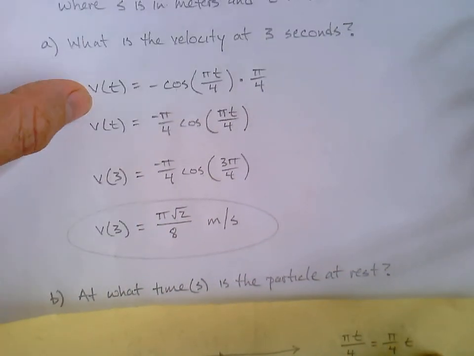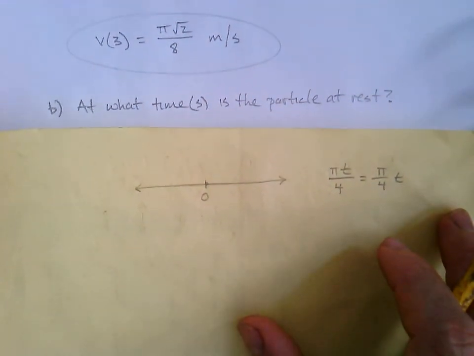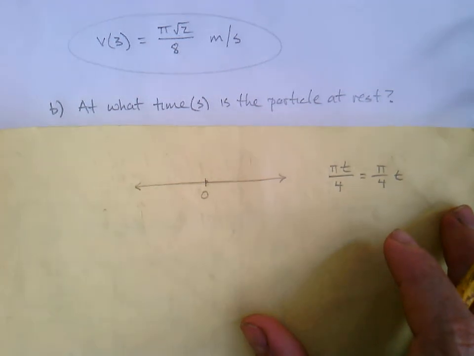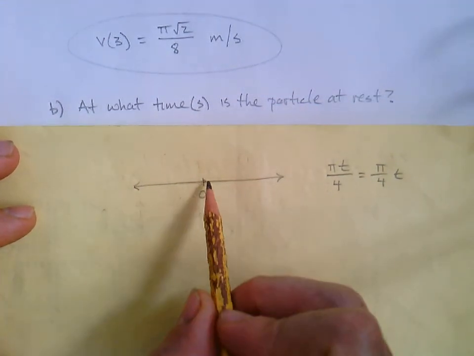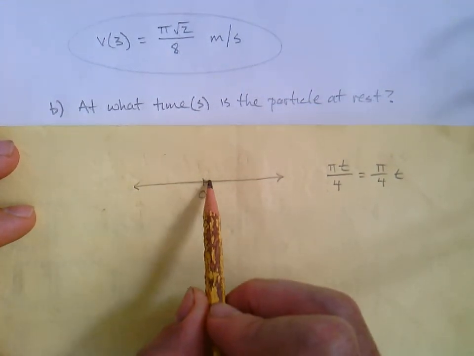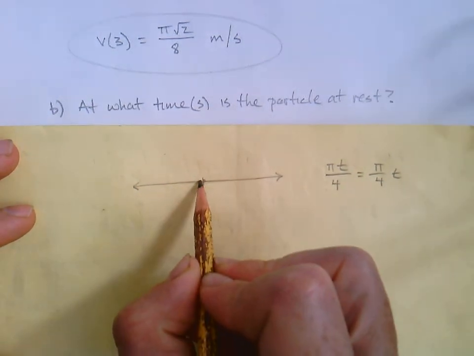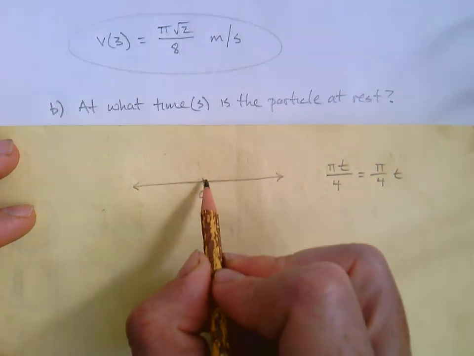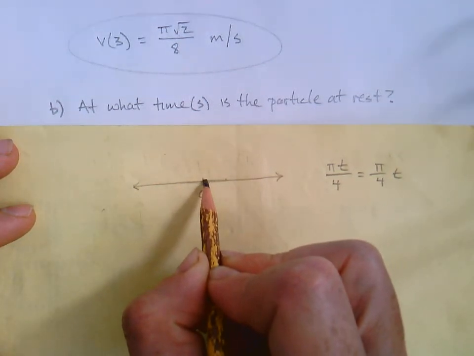Let's move along. We got several parts to this question. The next one is, at what time or times is the particle at rest? Okay, again, what's happening? The particle is going to start to move. Maybe it starts to move in the positive direction. It might start to move in the negative direction. We're not sure.